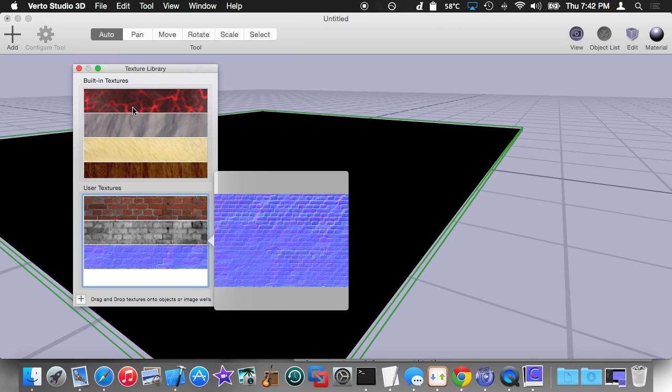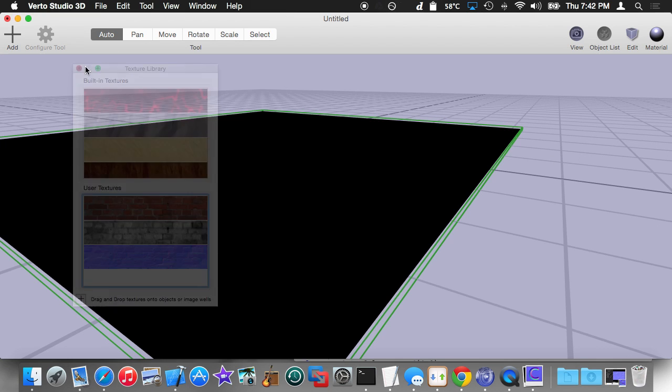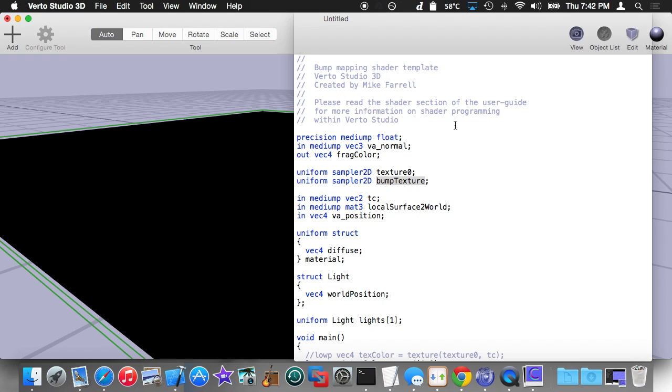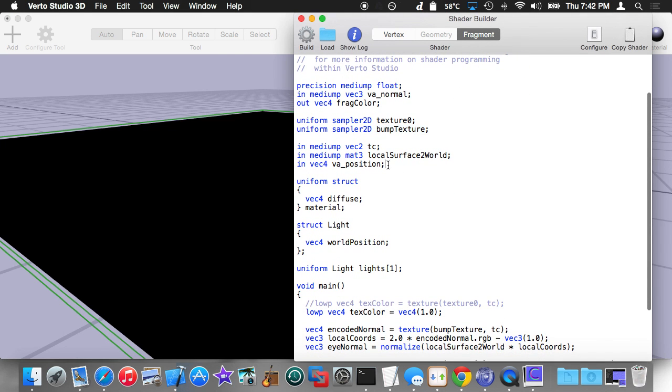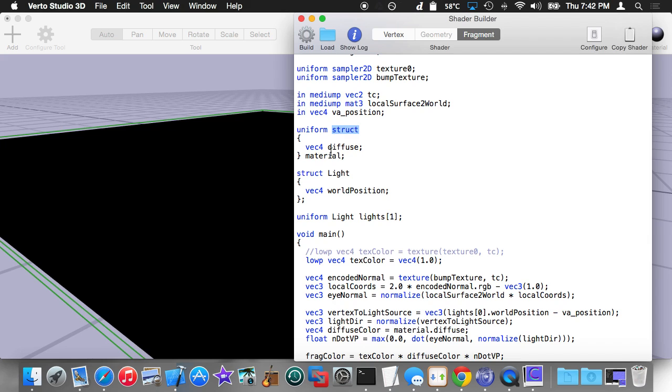So I'm basically going to keep going and look at the uniform variables. The uniform variables are exposed as structures that are defined by the Verto Studio system. These are, again, system uniforms. I haven't really covered them too much.